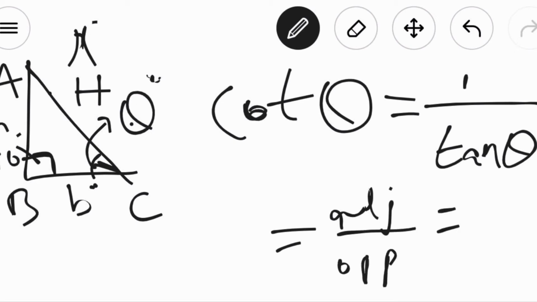And what are the adjacent and opposite sides for theta here? Both of these, adjacent and opposite, depend on the angle theta. So if we have angle theta in place of a, they're going to change, and the hypotenuse is in the same place. So 1 over tan theta is nothing but b over h, small h.